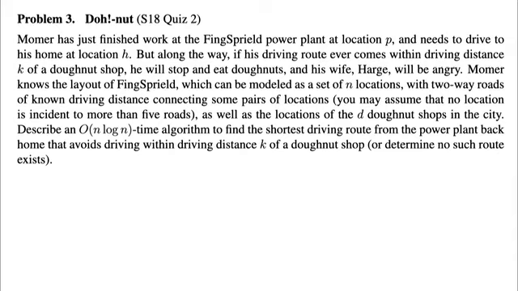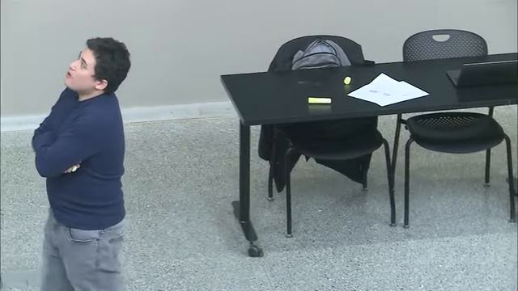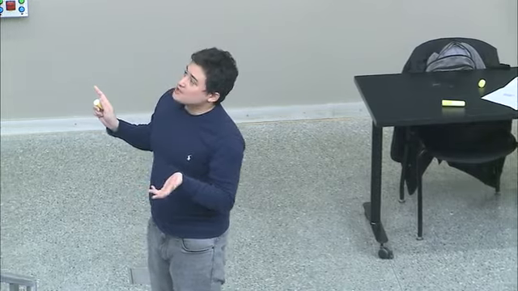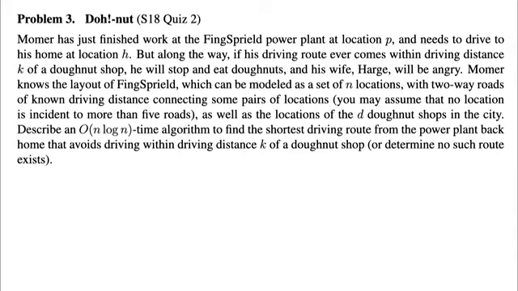Momar knows the layout of Fingsprield, which can be modeled as a set of n locations with two-way roads of known driving distance connecting some pairs of them. And you may assume that no location is incident to more than 5 roads. Okay, so we've got a degree bound here. As well as the location, he knows all the locations that contain donut shops. There's at most d of them. Describe an n log n time algorithm to find a shortest driving route from the power plant back to home that avoids driving within distance k of a donut shop.